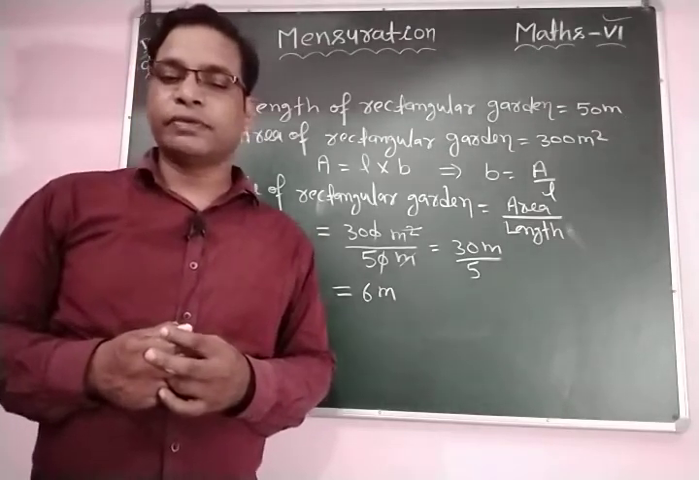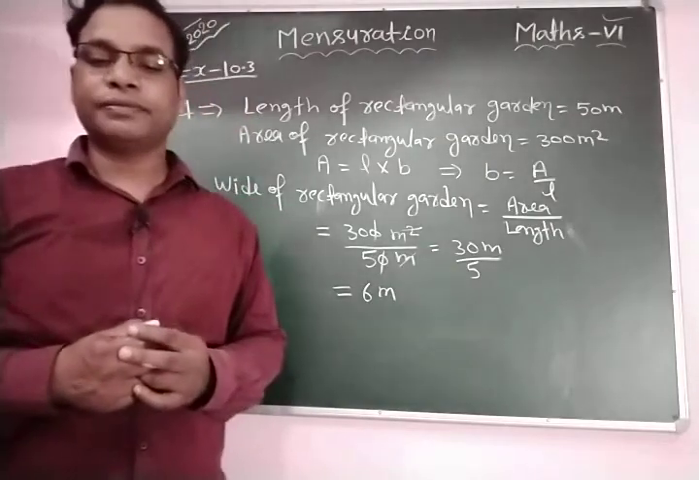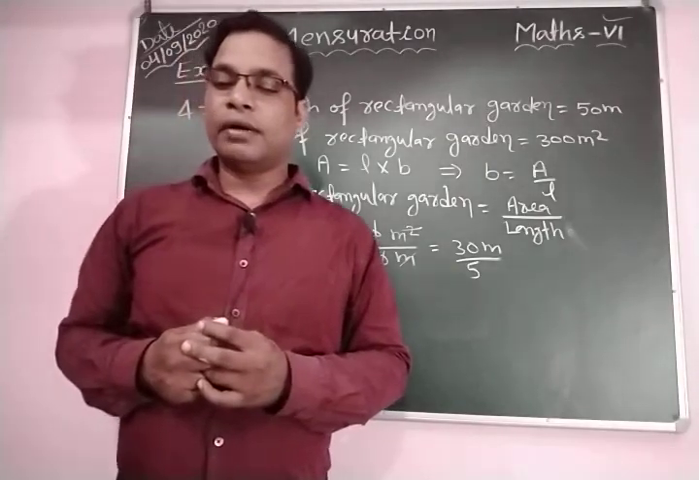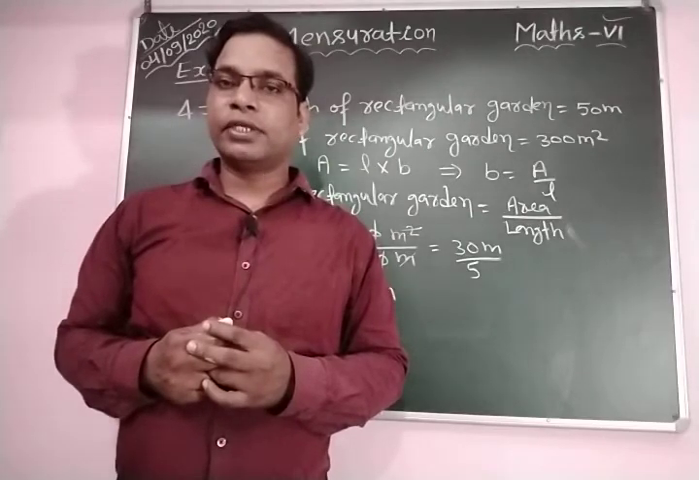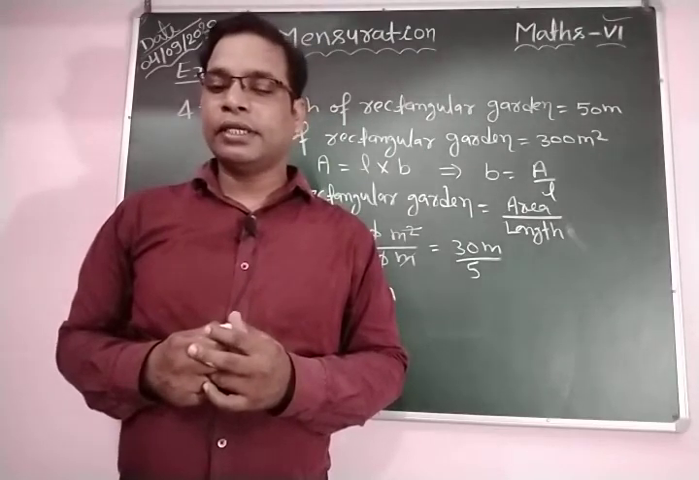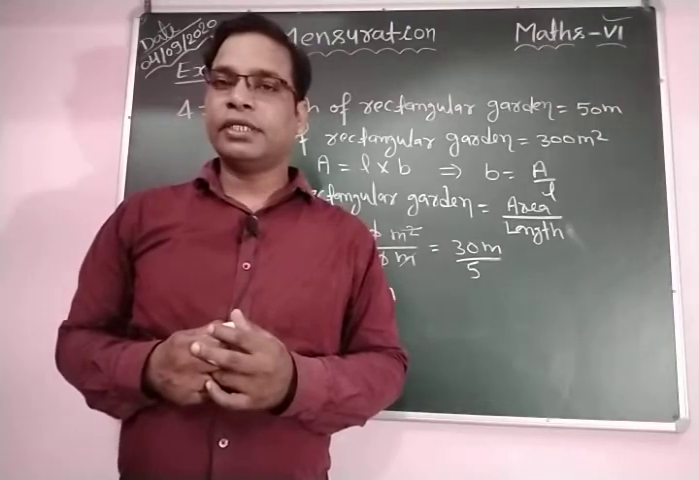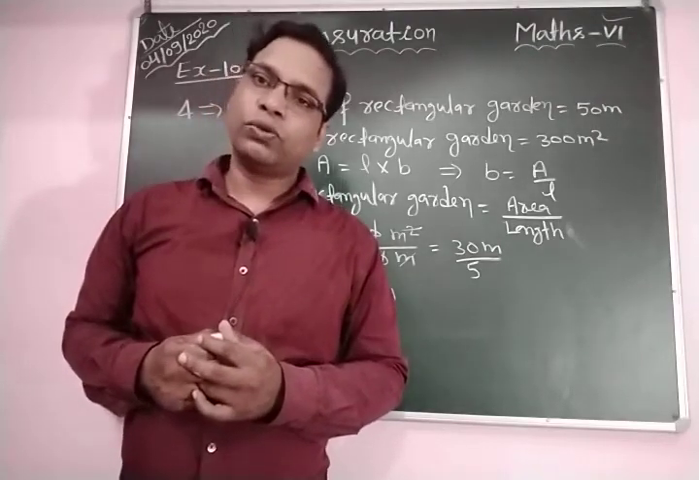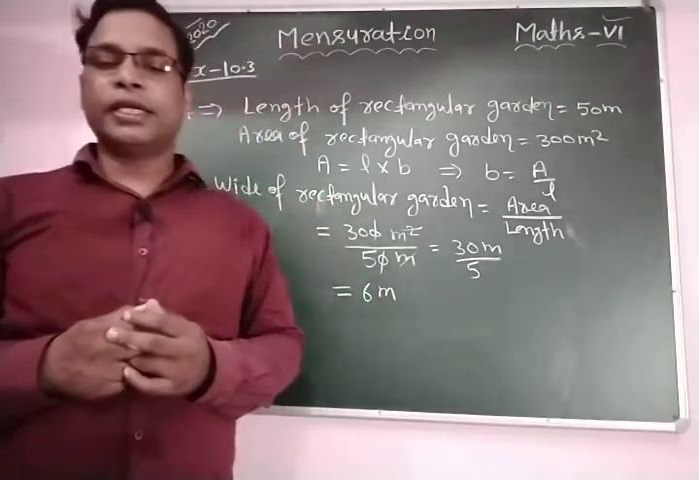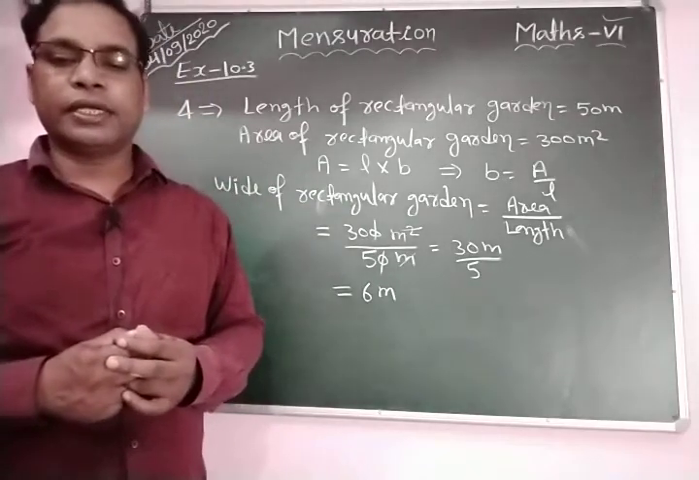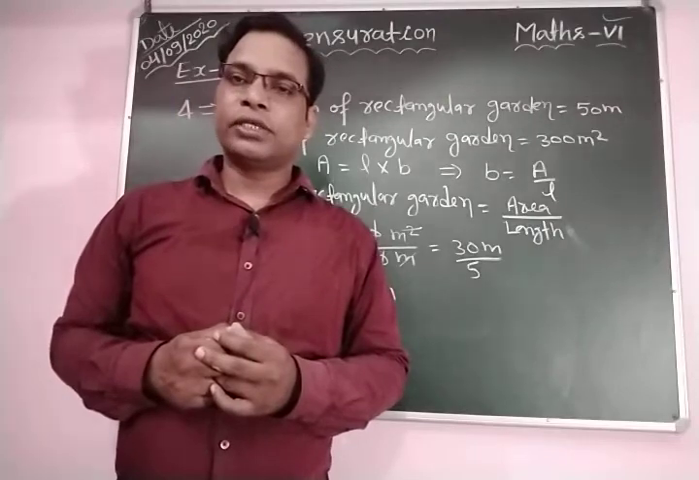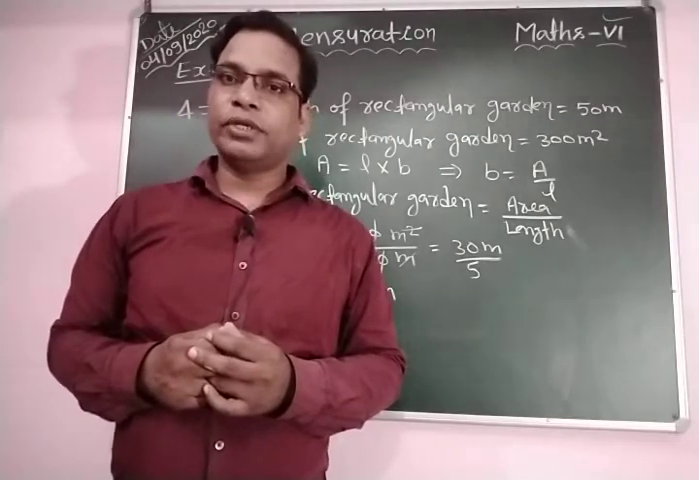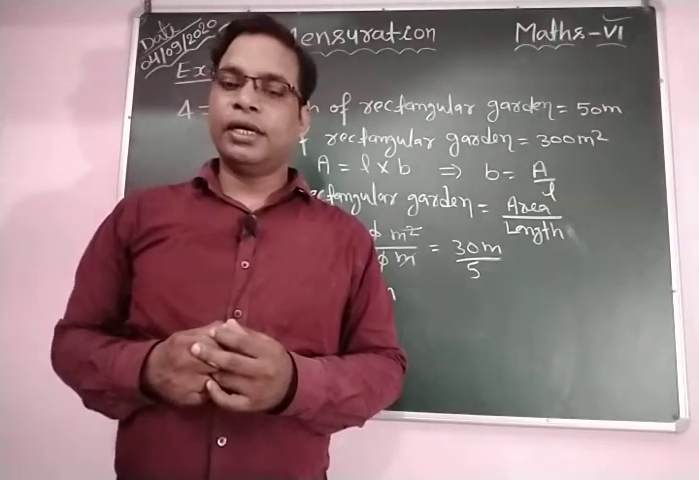See in these questions, first the shape of the plot is given. The shape of the plot is rectangular, the length is given here as 500 meters, and the breadth is also given as 200 meters. The rate of tiling is given here as 8 rupees per 100 meter square. It means that the rate of tiling is equal to rupees 8 per 100 meter square.